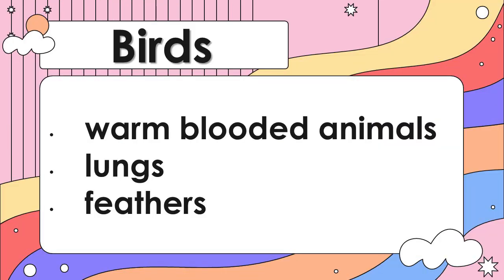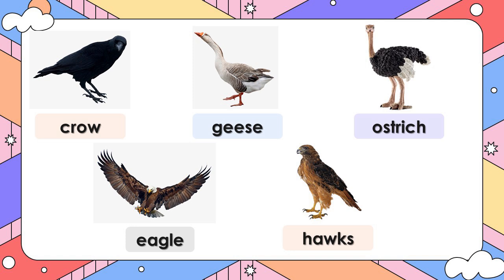Birds. Birds are warm-blooded animals, which means they are able to regulate their body temperature. They have lungs for breathing. They possess feathers that cover their body. Examples are crows, ducks, geese, ostrich, eagles, and hawks.